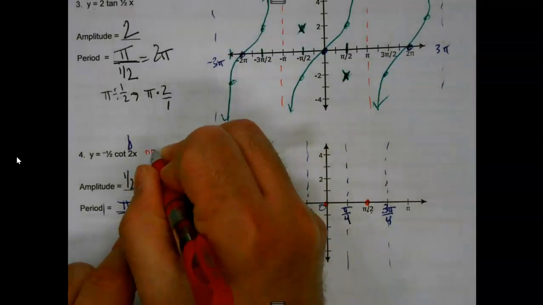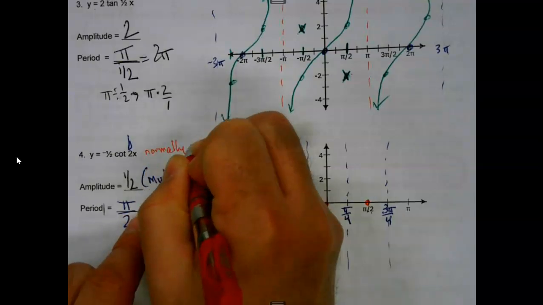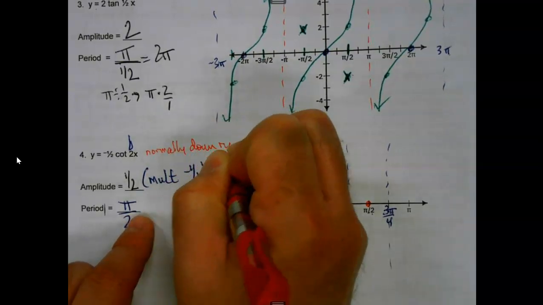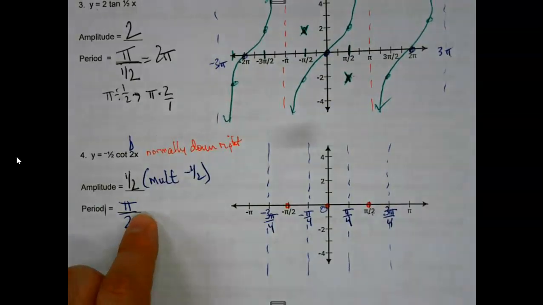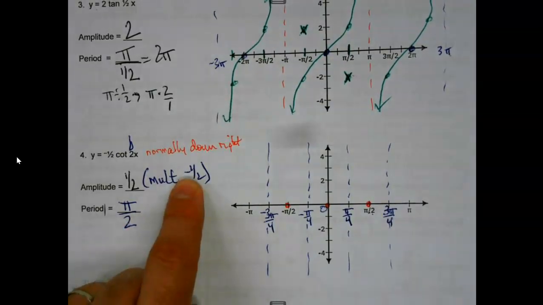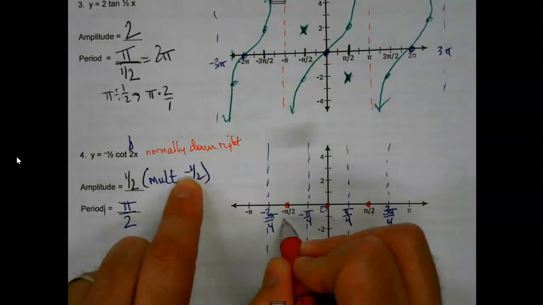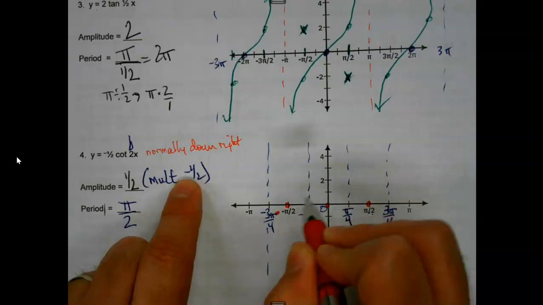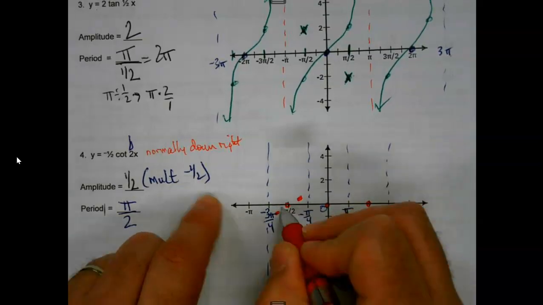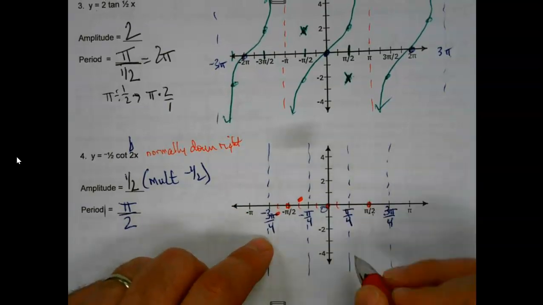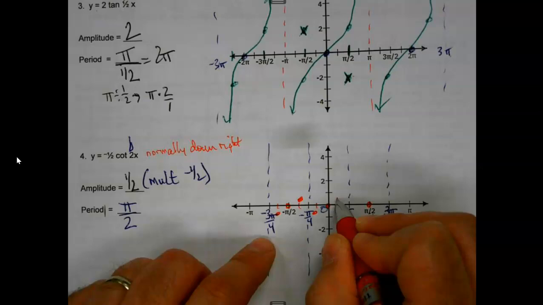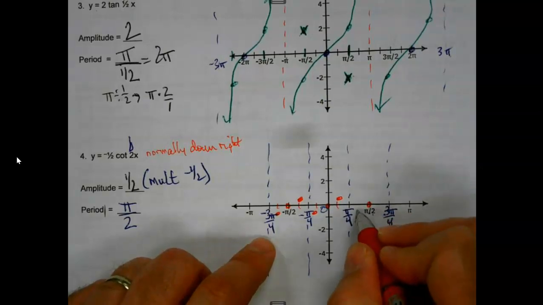But now, oh boy, negative 1/2 for our amplitude. So normally, remember, cotangent is normally down to the right, but I'm multiplying it by a negative, so it's going to flip on us. It's going to look like a tangent graph. So that negative 1/2 is again going to be those quarter points, which is really going to smash this in.